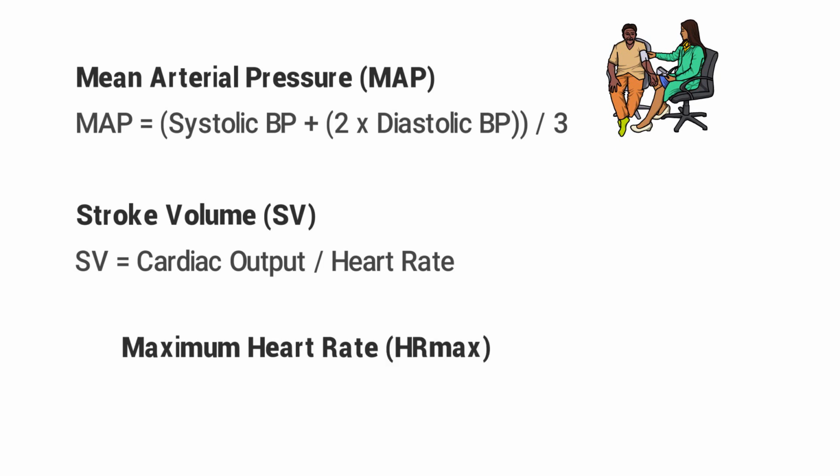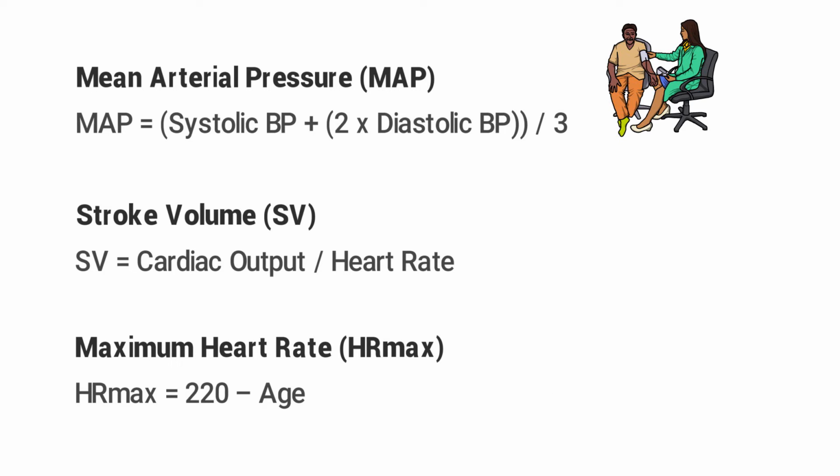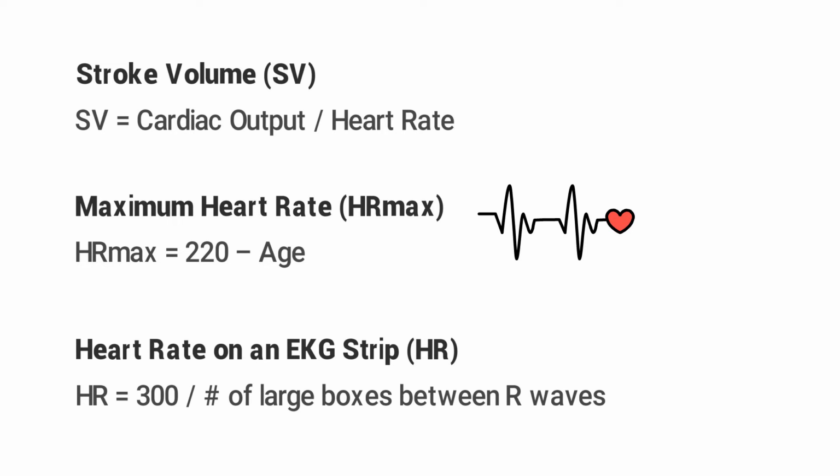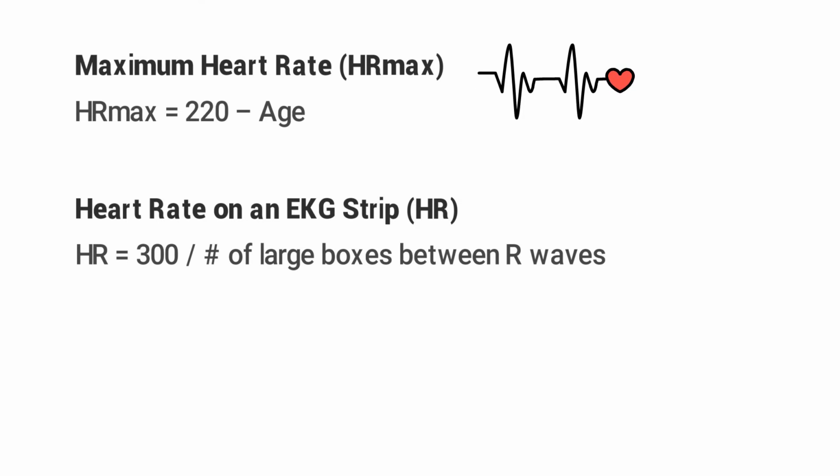Maximum heart rate, or heart rate max. This is simply equal to 220 minus the age of the patient. So if you have a 20-year-old patient, simply subtract 20 from 220, which would be 200. So their heart rate max would be 200 beats per minute. Heart rate on an EKG strip. So by looking at an EKG strip, you can calculate the heart rate simply by saying 300 divided by the number of large boxes between the R waves.